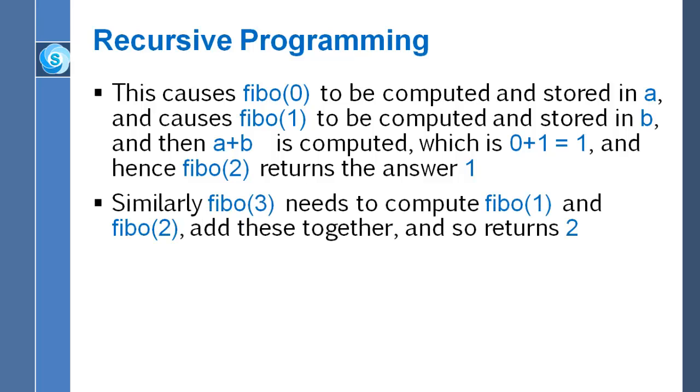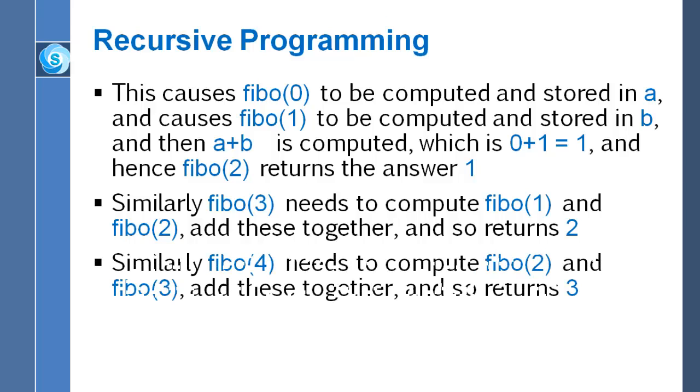How about Fibo of 3? Well, similarly, Fibo of 3 is going to require recursive calls to compute Fibo of 1 and Fibo of 2 and add those answers together. And so what did we say? Fibo of 1 is 1. Fibo of 2 is also 1. So 1 plus 1 is 2. So Fibo of 3 is going to be 2.